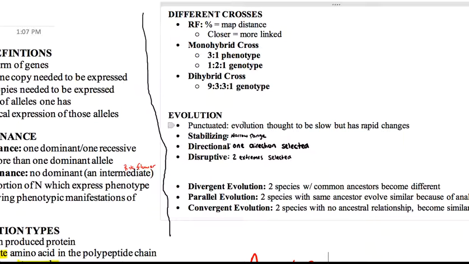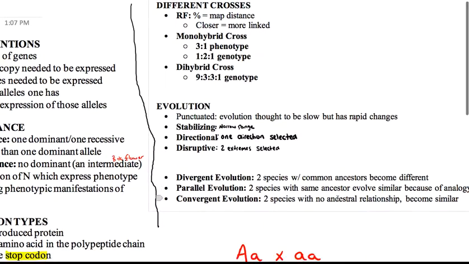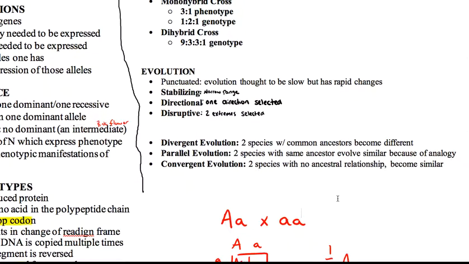Disruptive is when the two extremes are selected. So when Darwin was studying birds, he saw that seeds were usually small or really big, so the beaks were small or really big. There wasn't an intermediate beak because there was no intermediate fruit, so the environment was selecting for the features.